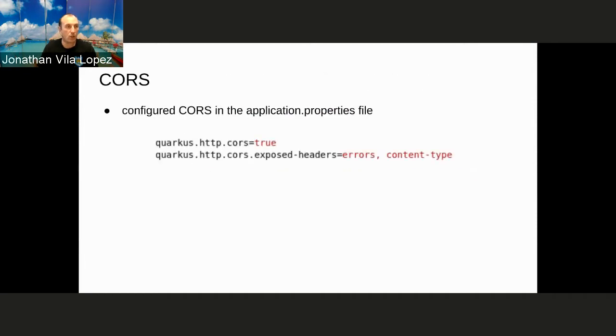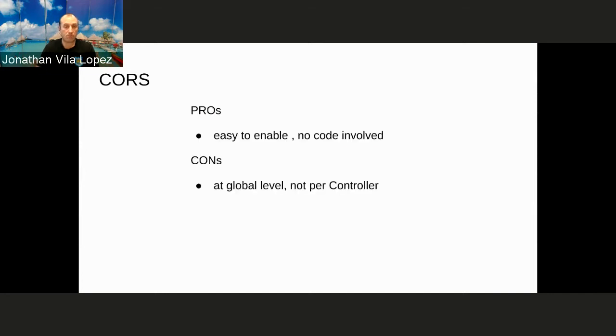Regarding cross-origin, CORS is configured using the properties in the properties file, and easy. The only drawback or the difference that we found was that in Spring, you can configure CORS at a controller level, but in Quarkus, I didn't find a way to do the same, so it is configured globally.